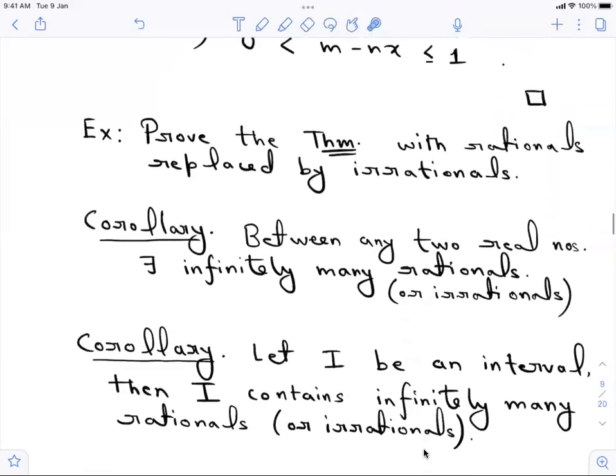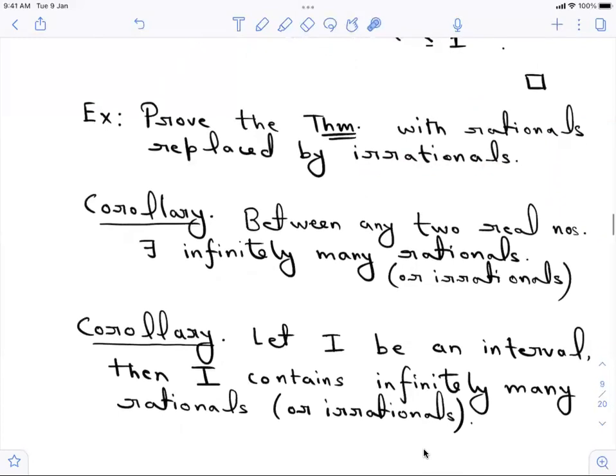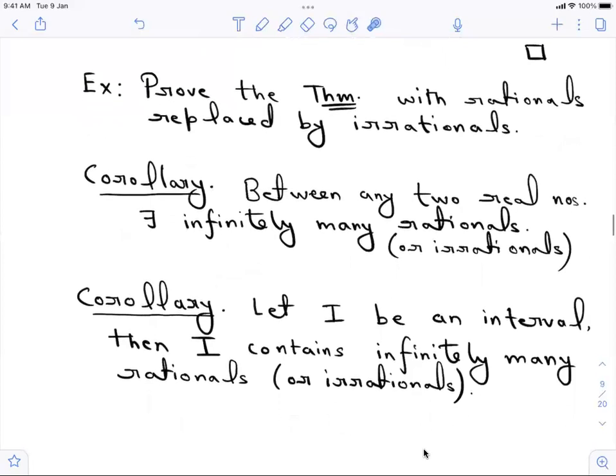So we are almost done with this. Your job is now to find a one-line solution to the same problem with the rationals replaced by irrationals. That means between any two real numbers, there exists an irrational. That's what to show. The theorem states that between any two real numbers, there exists a rational. In fact, as a corollary of this, you can show that between any two real numbers, there are infinitely many rationals.